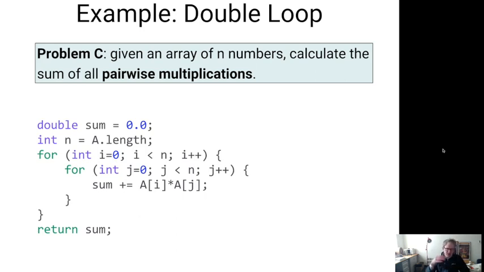So you can see, we have the sum, which starts at 0. We take the length of the array. We have two loops with i and j, and these are two very simple loops, right? They go all the way up to n. And then on the inside, we're going to add up the squares of a of i and a of j, right? This is an algorithm that just sums up all of the squares, the pairwise squares of all of the elements in the array.